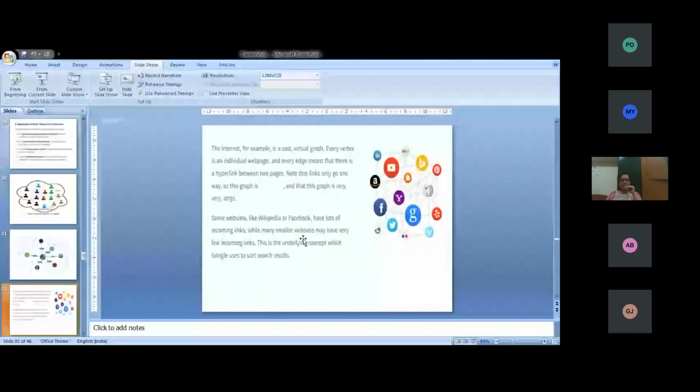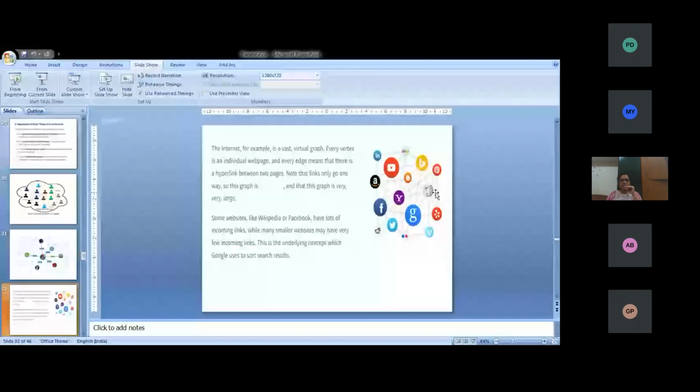So next is the internet. What is the internet? Already we are all familiar with this internet. The internet is a virtual graph. Every vertex is an individual web page, and every edge means that there is a hyperlink between the two pages. A node's links only go one way. This graph is very, very large, and we can see that it connects everything in this world.